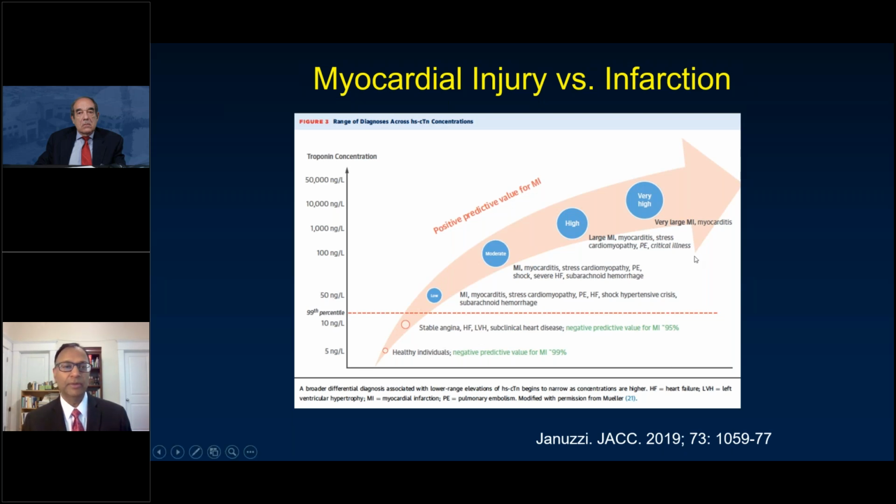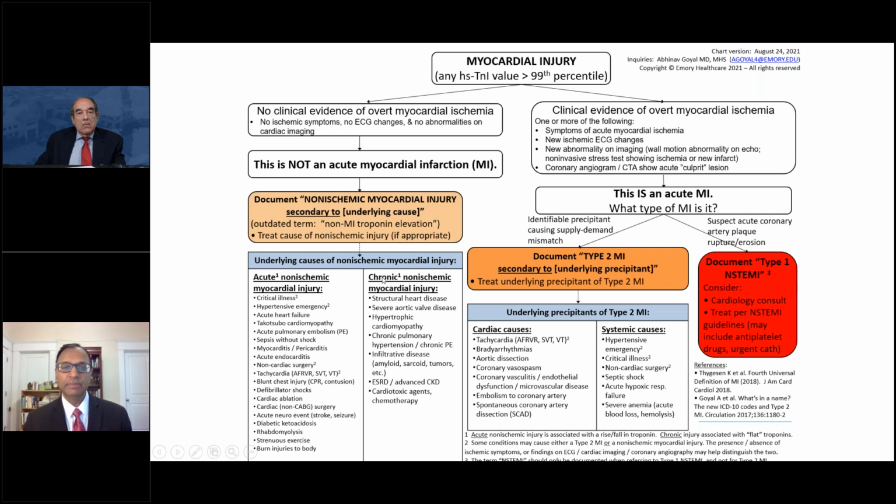I do want to point out, though, that even at levels of 1,000, the differential is still pretty broad, including myocarditis, stress cardiomyopathy, PE, and critical illness. At Emory, I'll be showing this slide at the end and also show you how you can access it. We have this pictorial that we've produced. It's publicly available as well, and we have this as a rubric for clinicians who manage patients on the wards and in the ED.